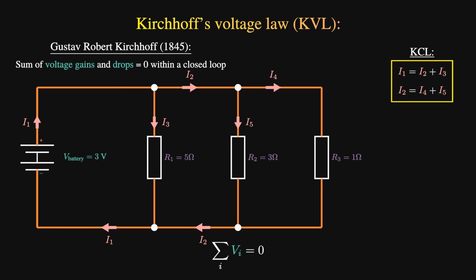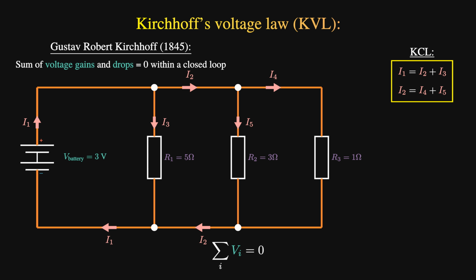The potential drop throughout the loop must be equal to the potential gain from the battery. So in this example, the potential drop must be 3 volts, no matter which way the current flows. Once again, this is completely intuitive.